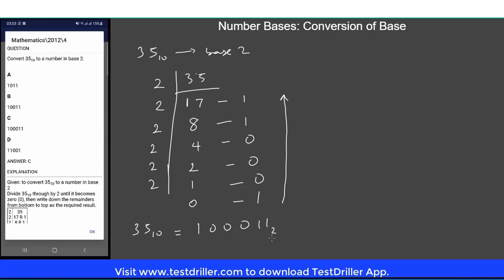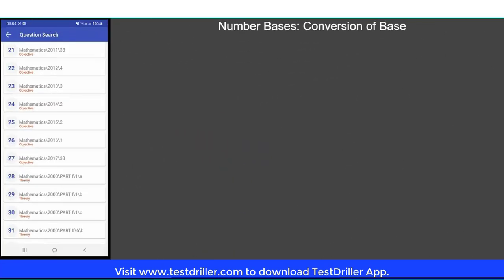So let's talk about how to convert from other bases to base 10. So how do we reverse the process? Let's just take a look. I'm going to take an example on how to convert from another base to base 10. So let's say we have 10111 in base 2, and we're asked to convert to a number in base 10, right? So how do you go about this? So this is what you do.